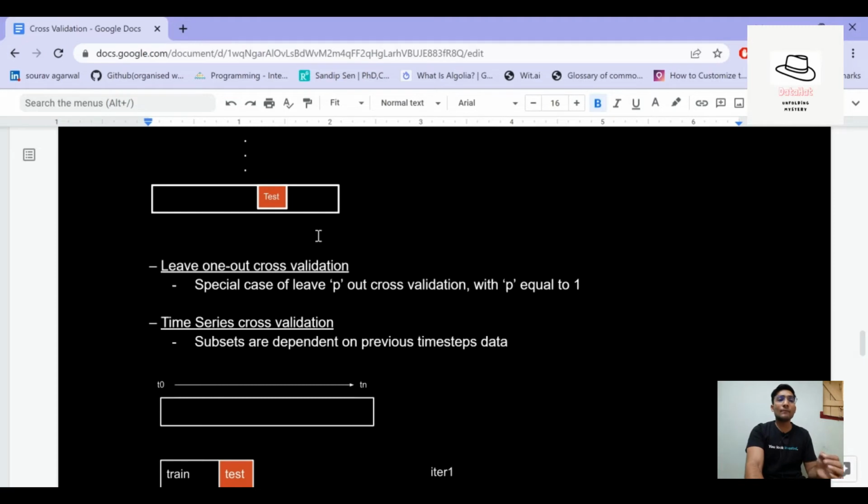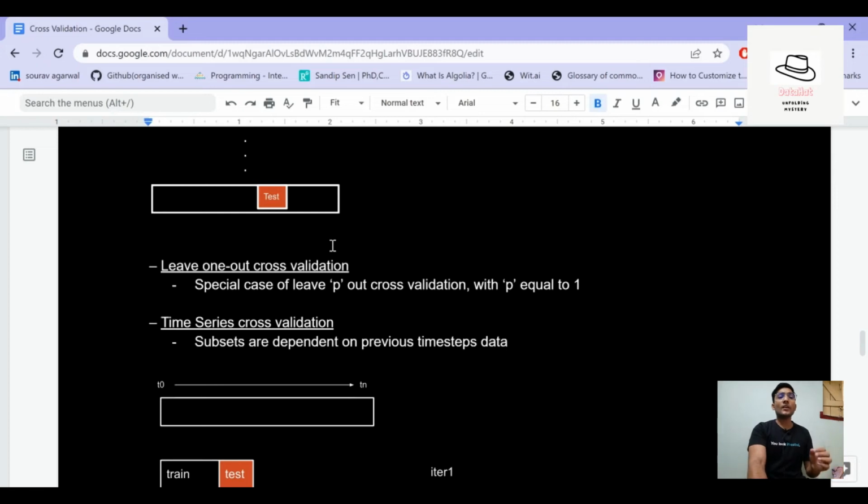A similar example, or we can say a specific example for leave p out cross validation is leave one out cross validation. So as you can understand from the name itself, instead of sampling out p data points, we sample out one data point each time. So you can also understand that this is computationally very expensive.